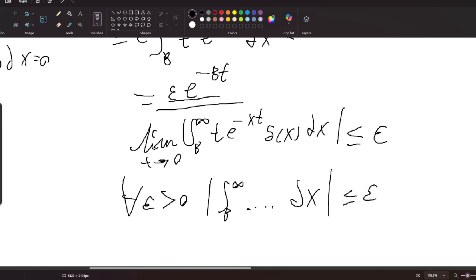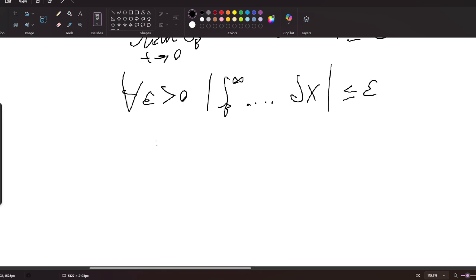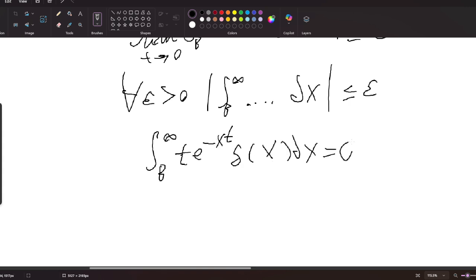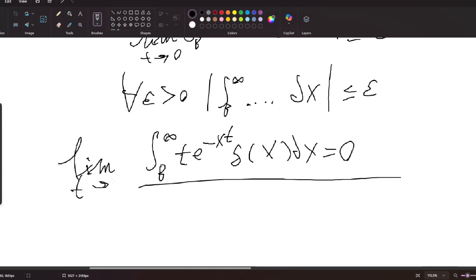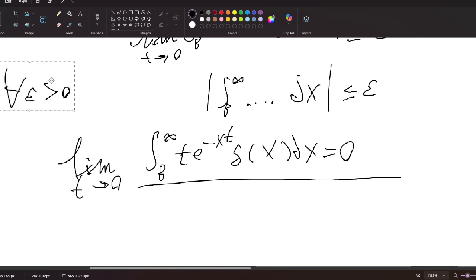And what this implies is that the integral from b to infinity of t times e to the power of minus xt times delta x dx is actually equal to 0. The limit specifically, of course. Limit as t approaches 0. Alright, and also limit here too. I don't know why I didn't write it down, but you get what I mean overall contextually.